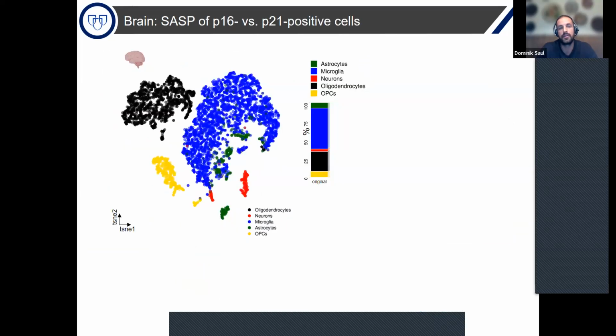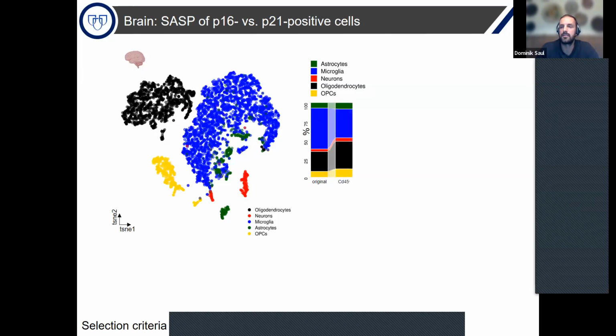So in this project that then followed as a logical consequence of this, we wanted to know what happens in P16 or P21 positive cells. And we started with a brain sample. Over here you see the different cell types we got in the brain. And if we originally look at all these cell types in percentage, then you can find this bar over there. But we knew that we needed some criteria to narrow it down to cells that might be senescent in these single cell RNA-seq datasets.